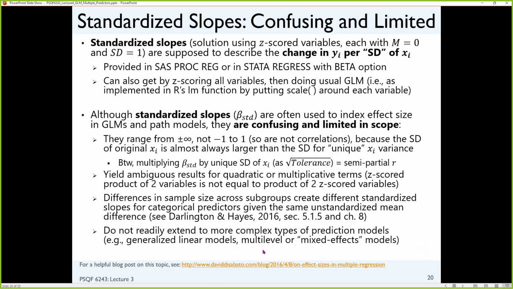And there's also no such thing as standardized slopes in multi-level models, which is where you have more than one type of residual variance that corresponds to more than one type of sampling.